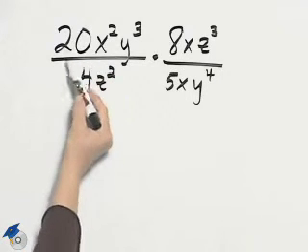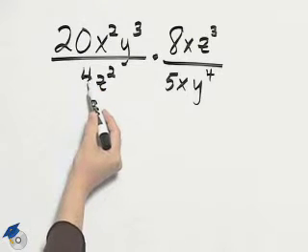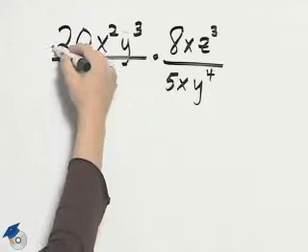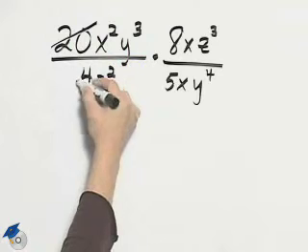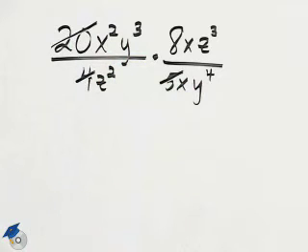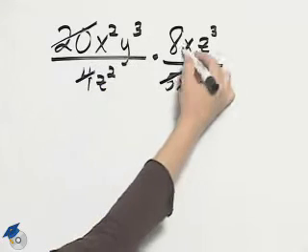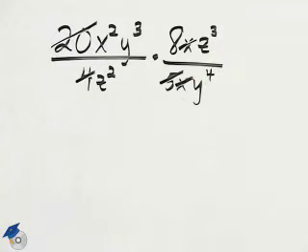First we notice that we have a 20 on the top and a 4 times 5 on the bottom. So we can divide out the 20 and the 4 and the 5. The next thing we look at is the x variables. We have an x and an x that we can divide out from that fraction.